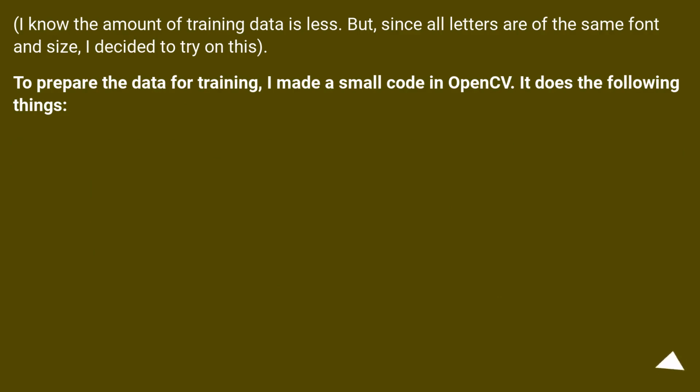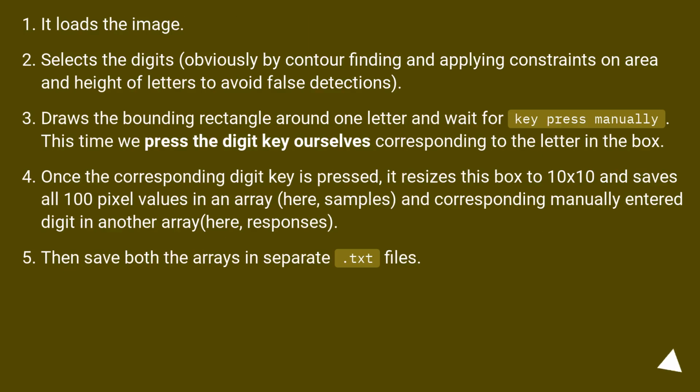To prepare the data for training, I made a small code in OpenCV. It does the following things. It loads the image and selects the digits, obviously by contour finding and applying constraints on the area and height of letters to avoid false detections. It draws the bounding rectangle around one letter and waits for a key press manually.